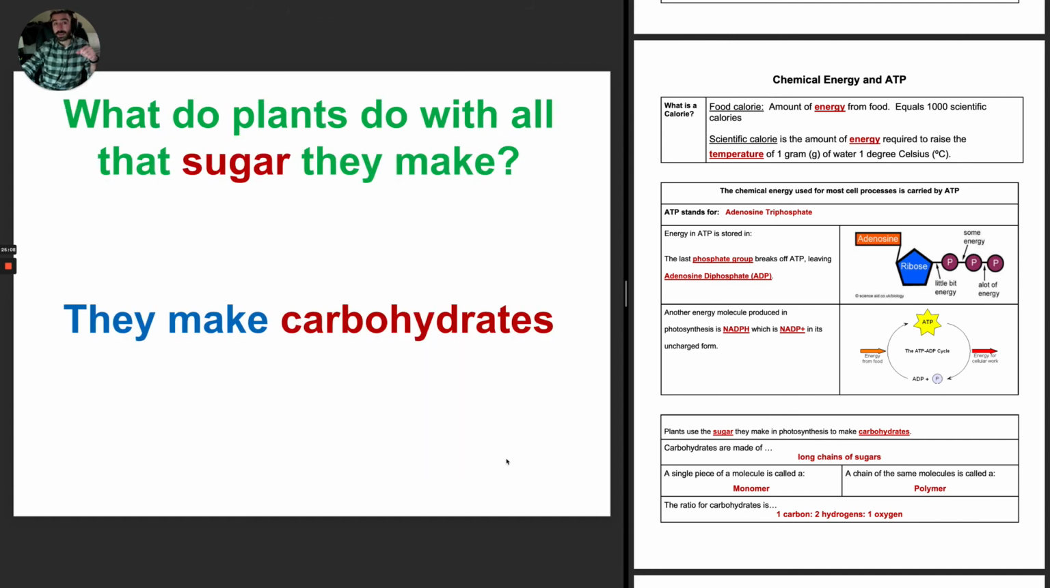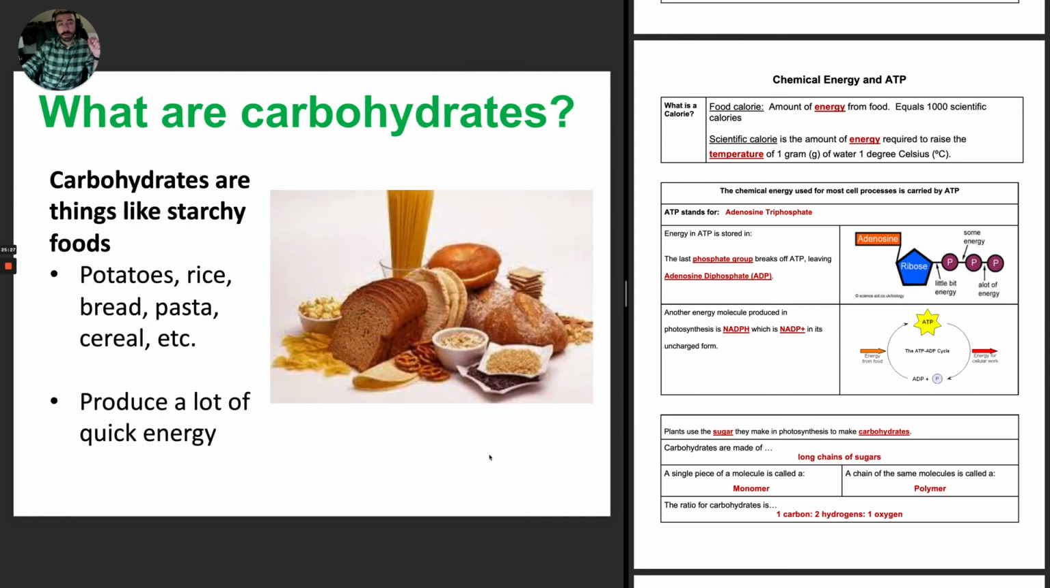So lastly, the last real topic in all of this is, what do plants do with all that sugar that they make? Because if the goal of photosynthesis is to make sugar, what do they do with it? They make carbohydrates, or as you probably know them, carbs. So carbs are things like starchy foods, and I love carbs. So potatoes, rice, bread, pasta, cereal. Look at this just delicious picture right here.